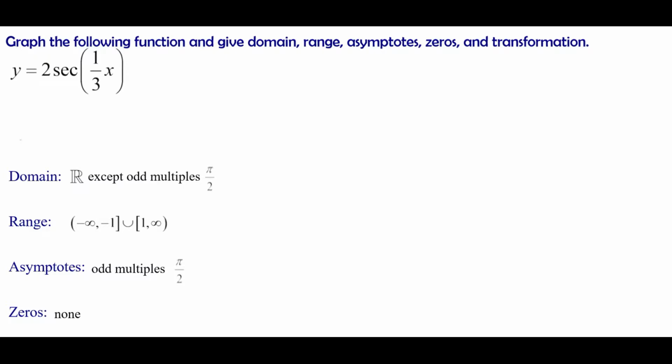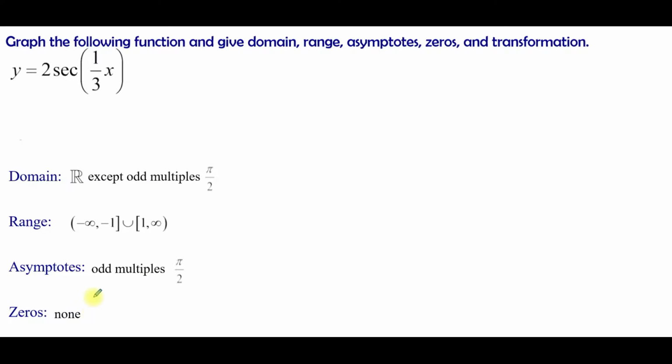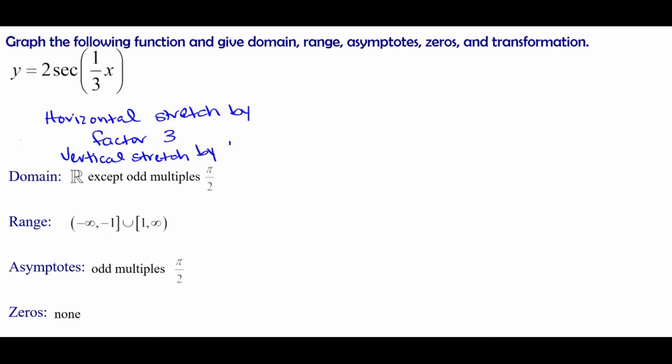Okay, so if we look at a couple examples here, we want to describe the transformation and then give the domain and range, asymptotes and zeros of the new function. So what I've given you here are the domain, range, and asymptotes and zeros of the standard secant function. So my transformation here, remember, is going to be this 1/3. We're going to take the reciprocal. So this is going to be a horizontal stretch by a factor of 3. And then we're going to have a vertical stretch by a factor of 2.